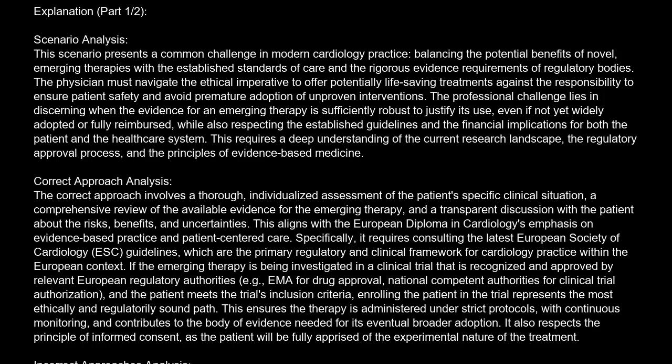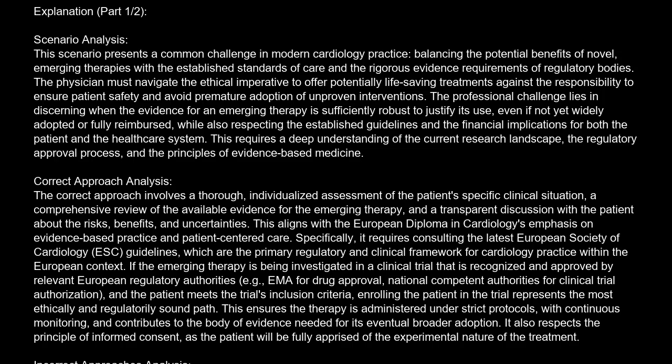Explanation. Scenario analysis. This scenario presents a common challenge in modern cardiology practice, balancing the potential benefits of novel, emerging therapies with the established standards of care and the rigorous evidence requirements of regulatory bodies. The physician must navigate the ethical imperative to offer potentially life-saving treatments against the responsibility to ensure patient safety and avoid premature adoption of unproven interventions.